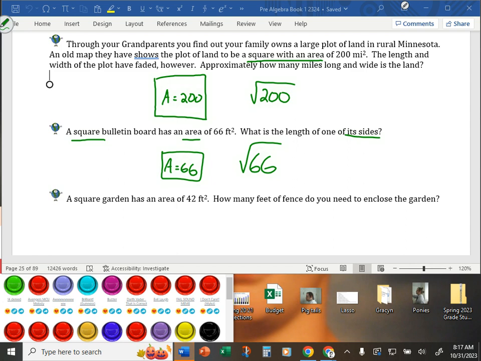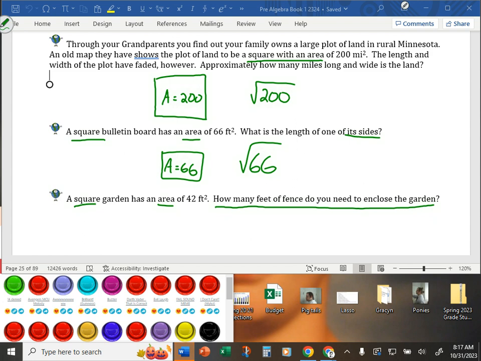Okay? A square garden has an area of 42 feet squared. Again, square, area. How many feet of fence do you need to enclose the garden? This time I am asking you to do something a little bit different. What are you looking for here? How many feet of fence do you need to enclose the garden? What am I asking for?